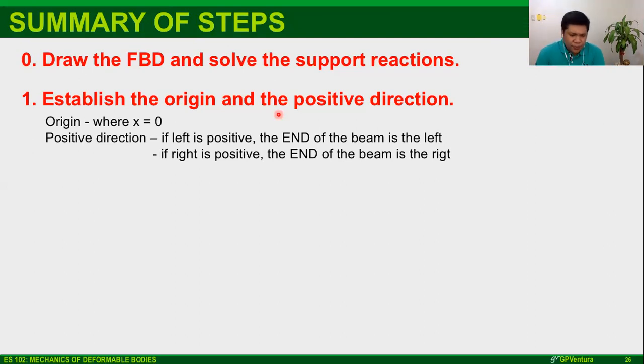Now, the positive direction is very important because we need to define the end of the beam. Meaning, from this point onwards, if my positive is to the right, if I say end of the beam, the end of the beam is the rightmost portion. And if the left is positive, and I mention end of the beam, it is the left. Are we clear with that?